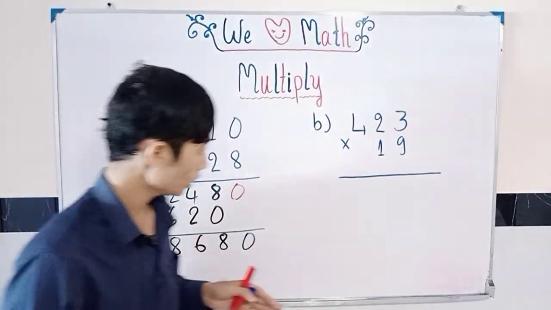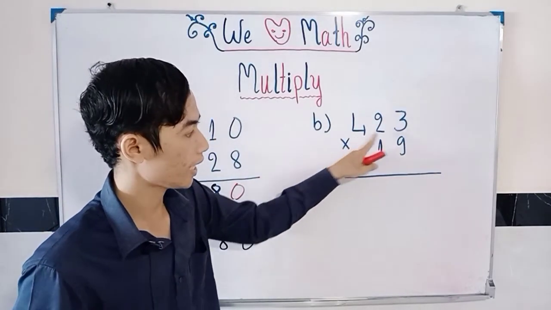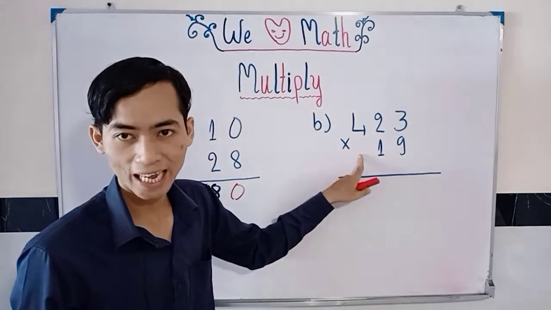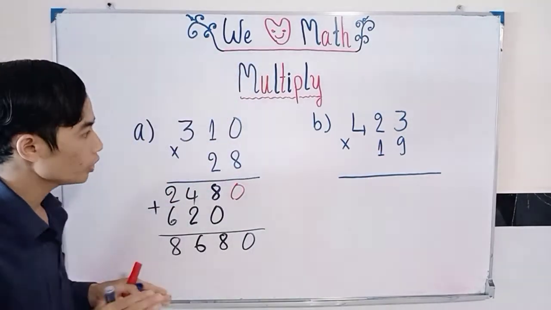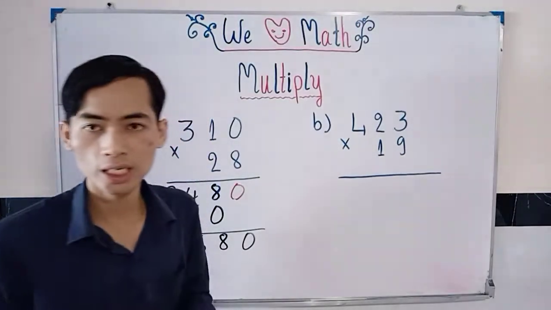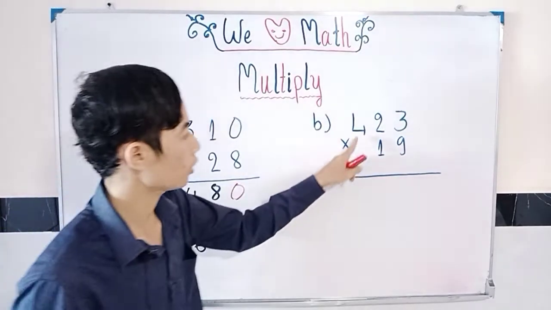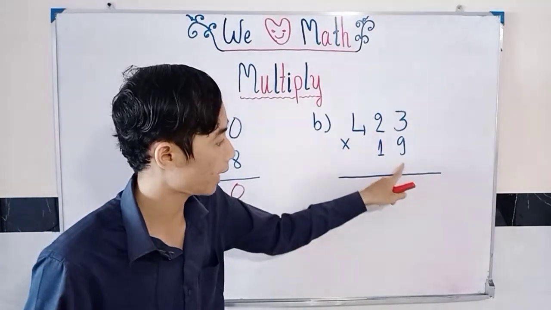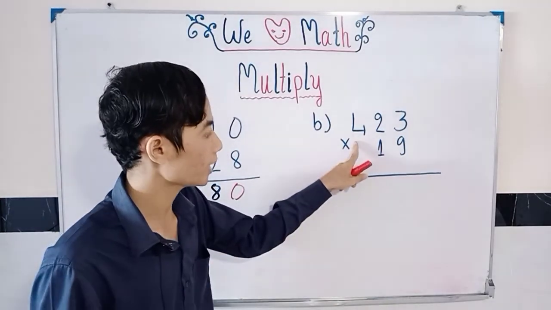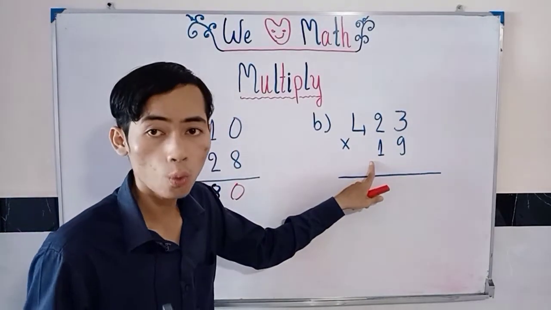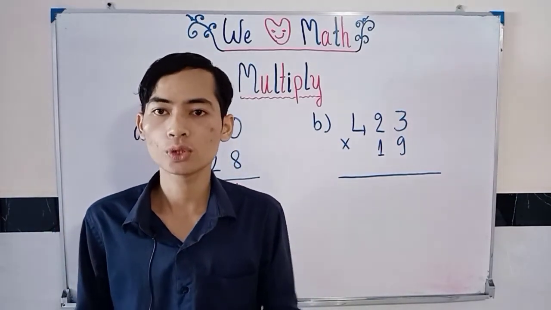And the last one, we have 423 times 19, right? So how many steps are there? We know that there are 3 steps, right? The first step, we just take 423 times 9, and the second step, we just take 423 times 1. And the third step, we just add them together, right?